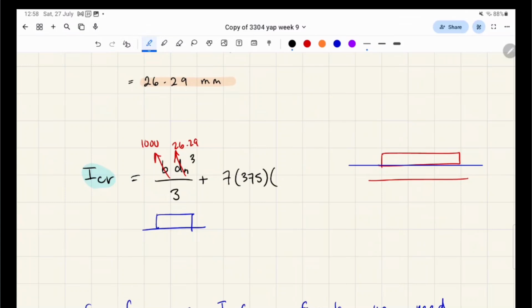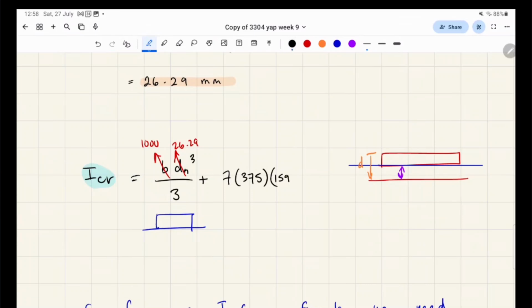Which depth? 1.9. Yeah, you're right. The steel doesn't shift, so that's D, right? But is that the shift? No, that's not the shift. What do we have to do to it? Because this is the shift, isn't it?